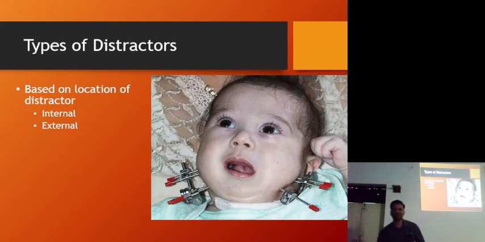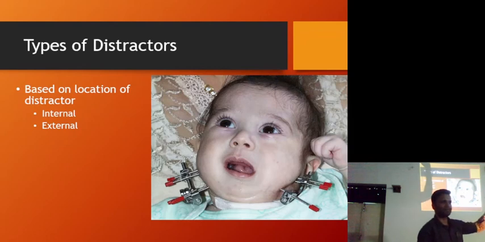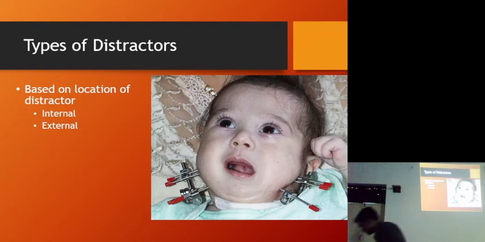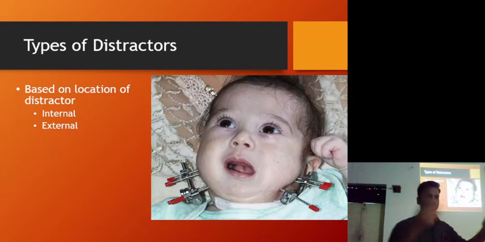The problem here is, suppose we have a pin fixator and the distractor here. Now we apply pressure, but do you think when we apply pressure, if we are making a 5 mm movement, we are going to get the 5 mm movement here? No, because of the length, right? So in the external distractors, we are not going to get the same length as we are giving the distraction forces.